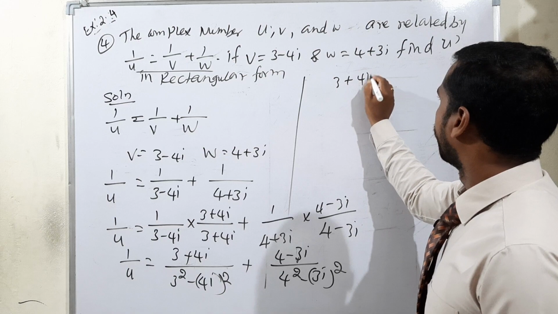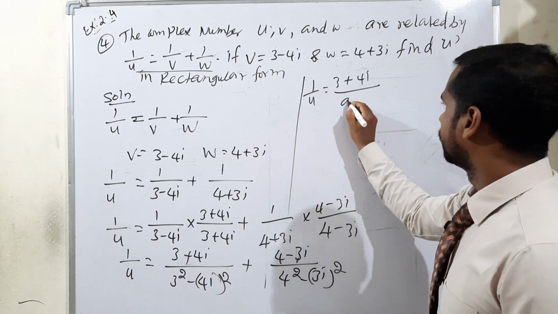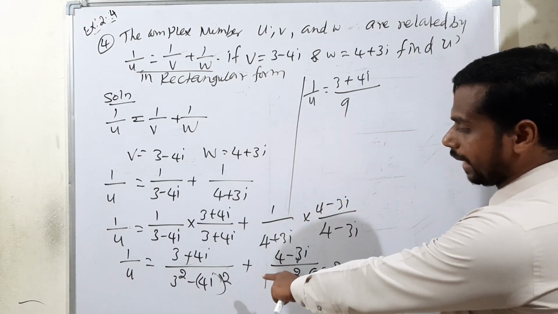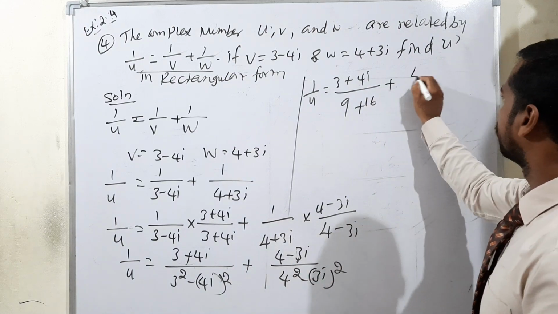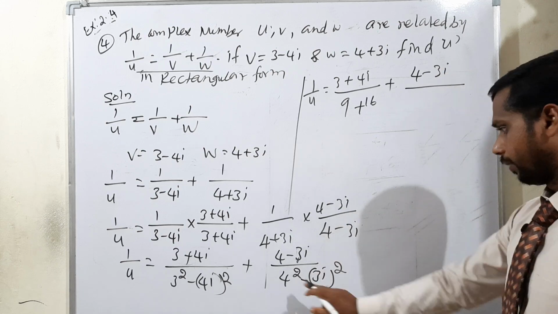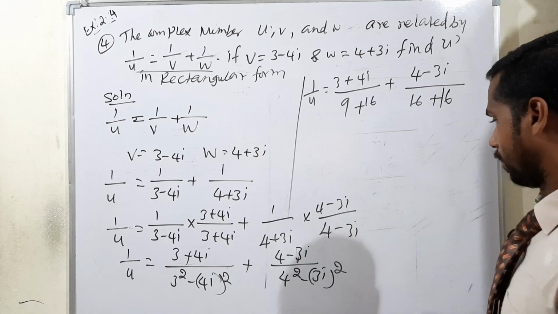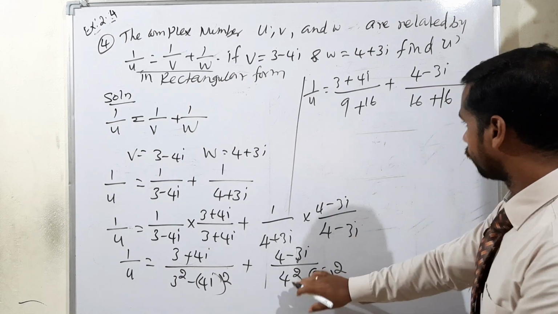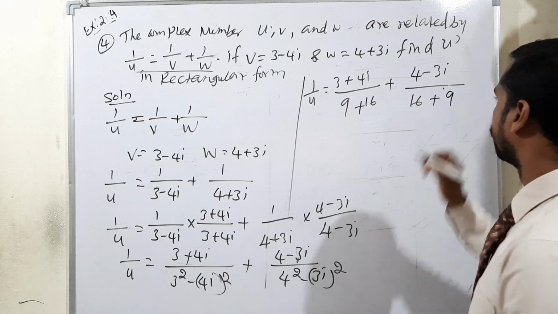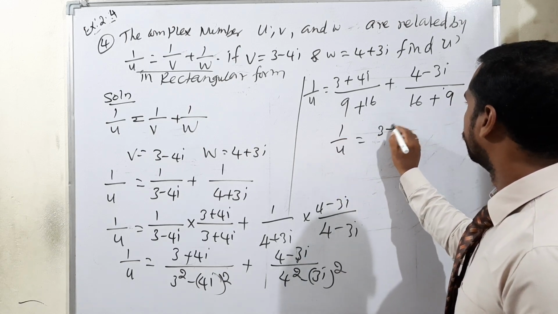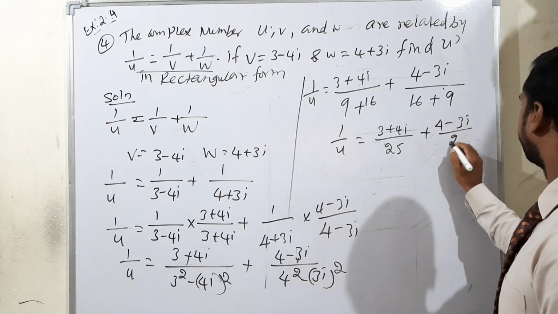In 3 plus 4i, this is called 1/u. 3 squared means 9, (4i) squared means 16, i squared means minus 1, so we can write positive 16, plus the second part, 4 minus 3i. 4 squared means 16. Sorry, this is the first one, 4 squared means 16, and in the second part, 3 squared means 9, so 9 plus 16 will come, which is 25. Again 1/u is equal to (3 plus 4i)/25 plus (4 minus 3i)/25.